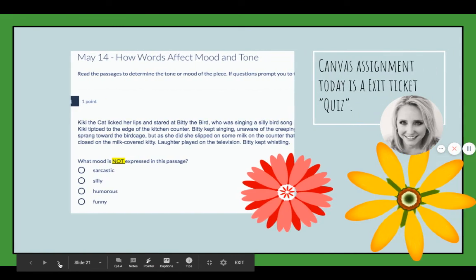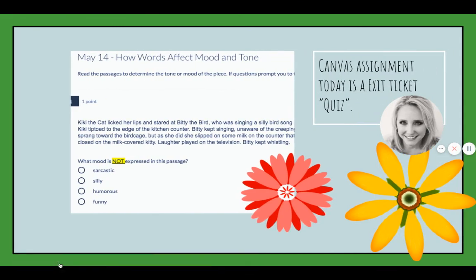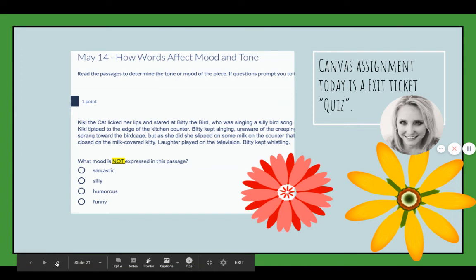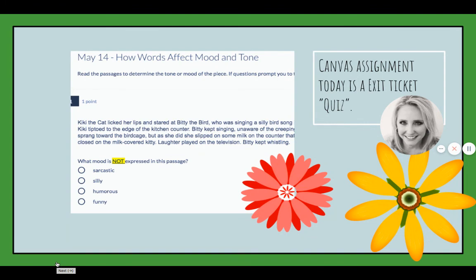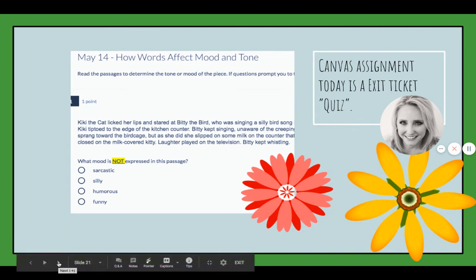In today's assignment, I have titled it How Words Affect Mood and Tone. You're going to find it as an exit ticket. There are some passages where you decide what mood and tone the author has established, and word choice and all of that. There are some questions that you're actually going to write in the text as well. So be careful to go ahead and do that and read all of the directions carefully. And then when you're finished, you hit submit.